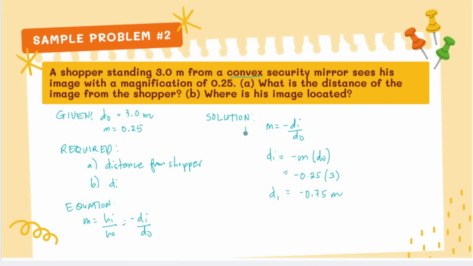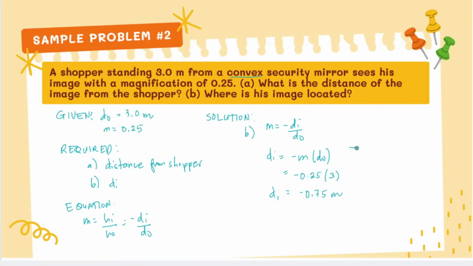Okay, kasi we are looking for DI there. Nauna nating isolve si letter D. So, ano ibig sabihin ng negative value for DI? Again, just like what I have said a while ago, when DI is negative, it means that the image is virtual, which is true for convex because all images are virtual.